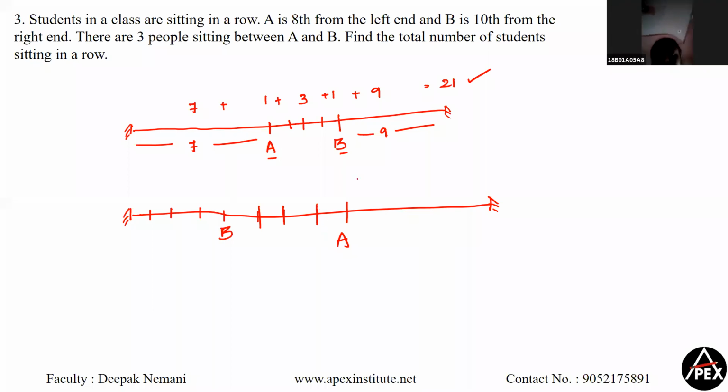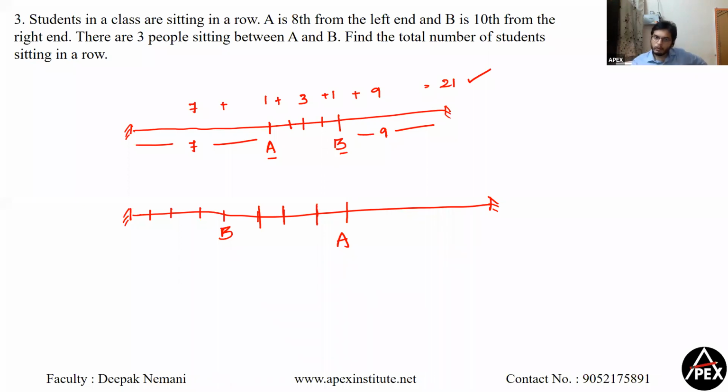Yes or no? Quick responses, guys. This is also a possibility. B can be either to the right of A or to the left of A. It's nowhere mentioned that B is to the right. We are given B's position from the right hand. It is never mentioned that B is to the right of A.